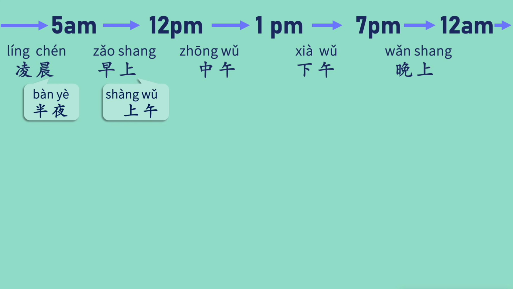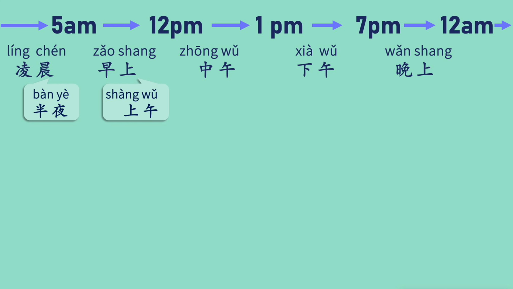Afternoon time, 1 p.m. until 7 p.m., we say 下午, afternoon. After 7 p.m. until 12, the night time, this is evening time for us. We say 晚上, 晚上. From nighttime 12 until next morning, this is 凌晨, 凌晨. And we also can say 半夜.